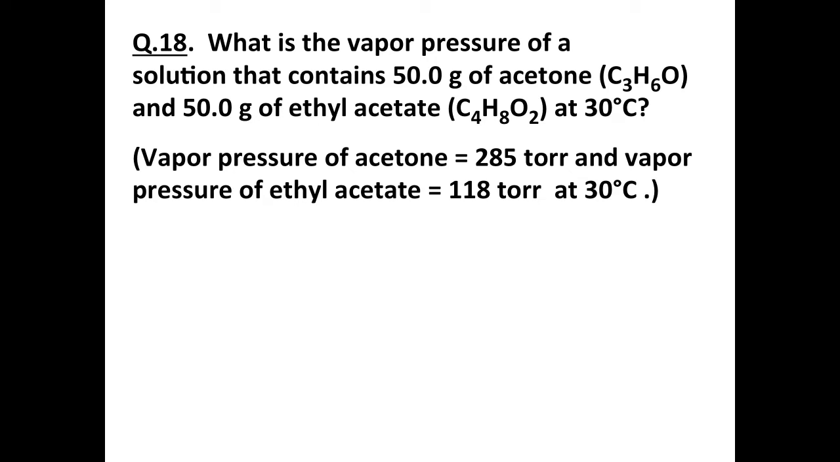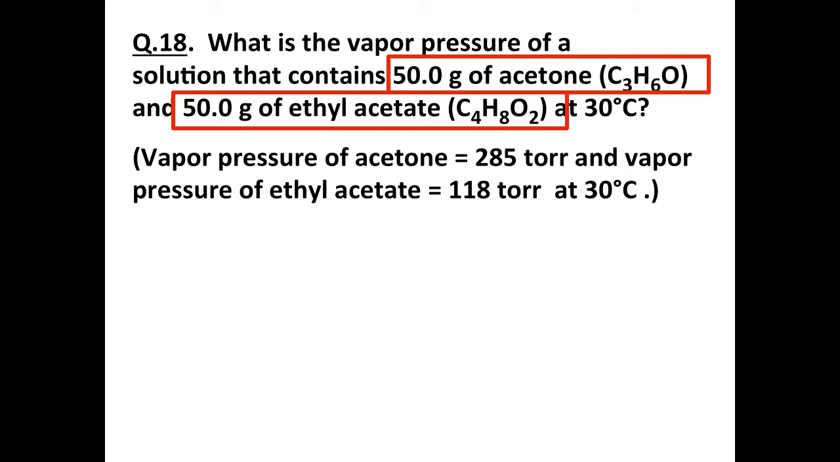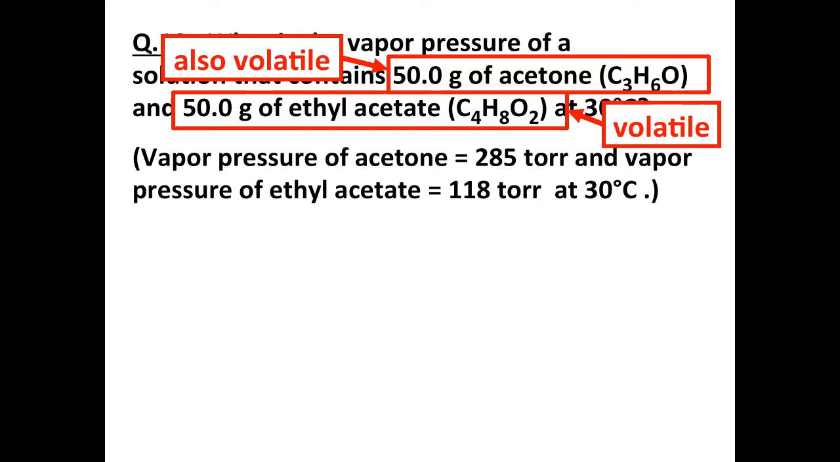Well, we know how to do vapor pressure of a solution. We've done that before for a non-volatile solute. But here, acetone has a vapor pressure and ethyl acetate also has a vapor pressure at 30 degrees Celsius. And so neither of these is a non-volatile solute. Neither of them is a non-volatile solvent. Acetone and ethyl acetate both are volatile. So how do we deal with the vapor pressure of a solution if we have two volatile substances mixed together?